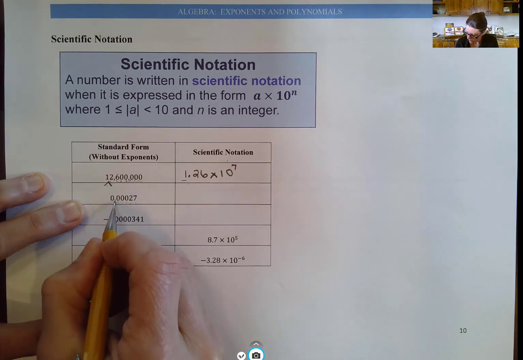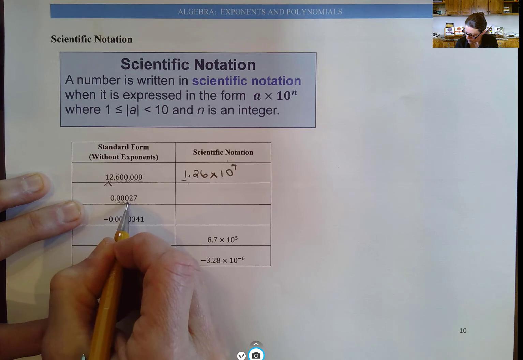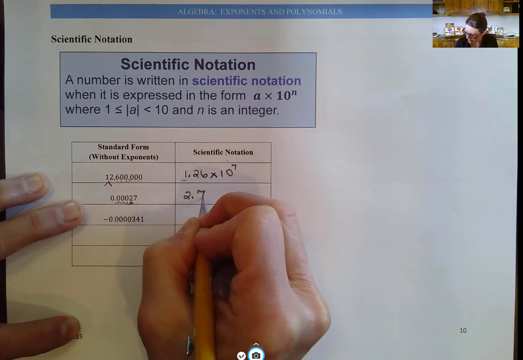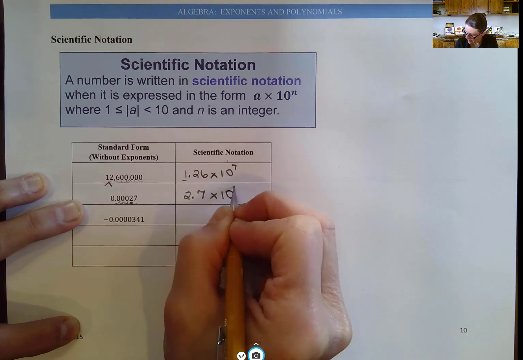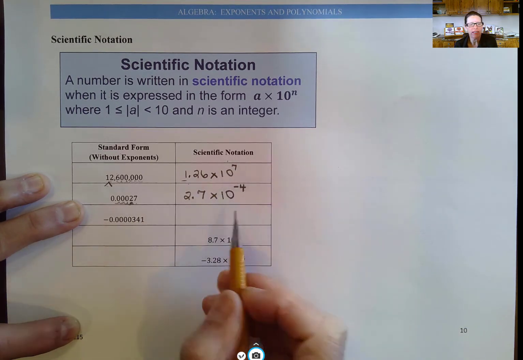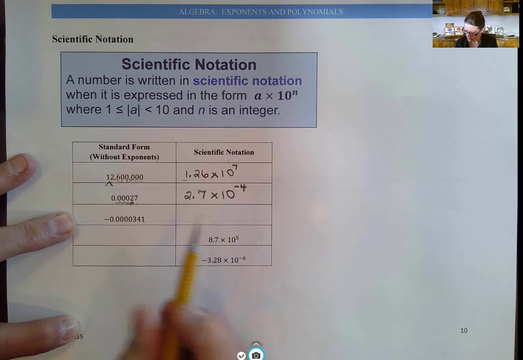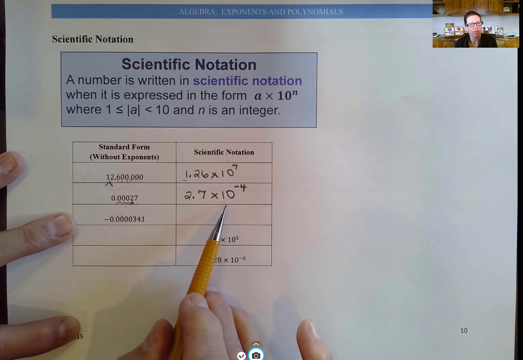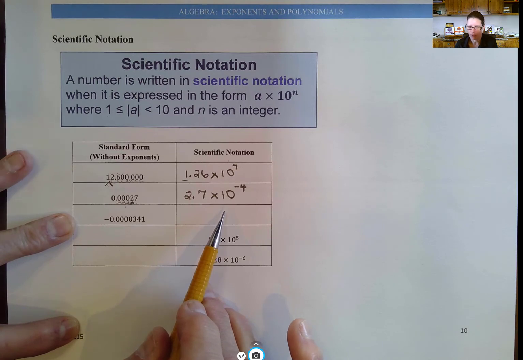0.00027. We're going to move that decimal point 4 places and write this as 2.7, in this case, times 10 to the negative 4th power. This is a very small number, isn't it? And 10 to the negative 4th power is a very small number.